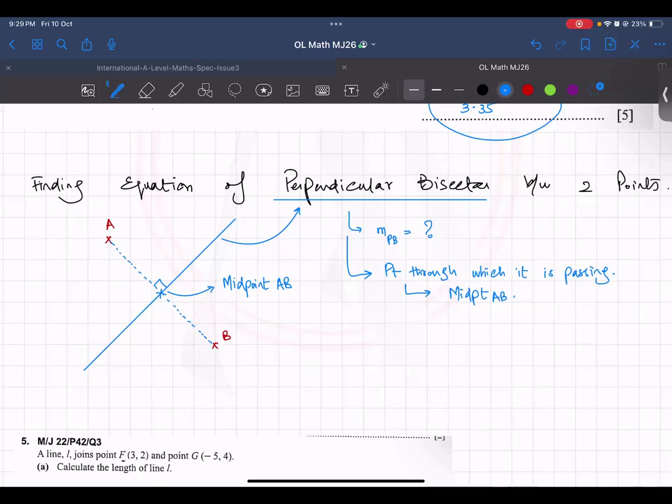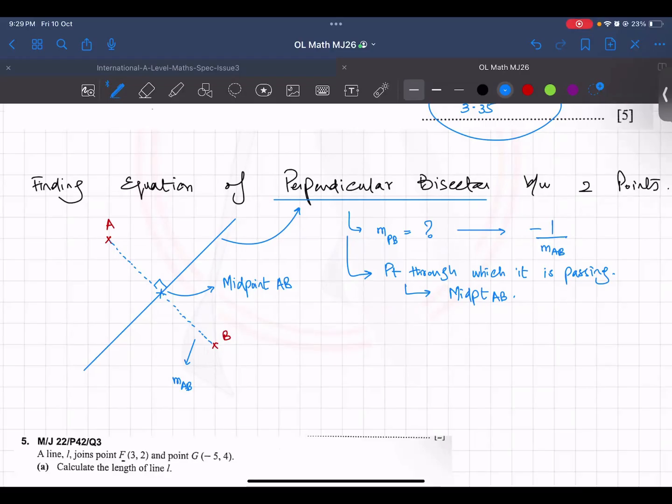And how will you get the gradient of the perpendicular bisector? You know the formula for the midpoint. It's an easy one. You add the x, you divide by 2. You add the y, you divide by 2. You will get the midpoint coordinate. But how would you find the gradient of the perpendicular bisector? You will get that by doing the negative reciprocal of the gradient of the 2 points that they have given you. So you find the gradient of AB. And we can see that the perpendicular bisector is perpendicular to the AB line. So if you do the negative reciprocal of the gradient of AB, you will get the gradient of the perpendicular bisector.